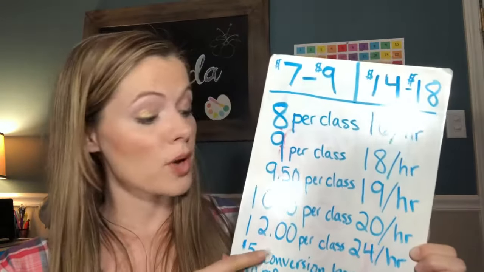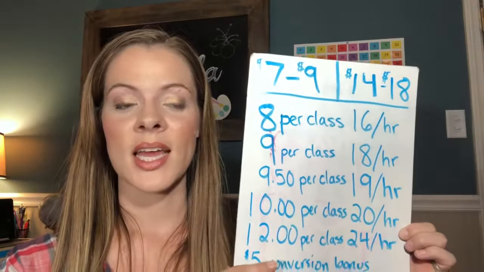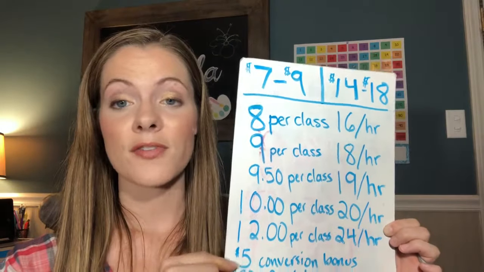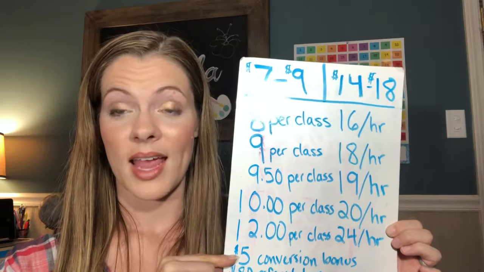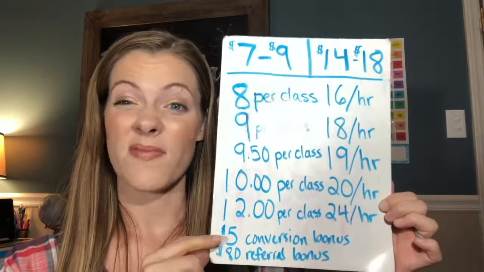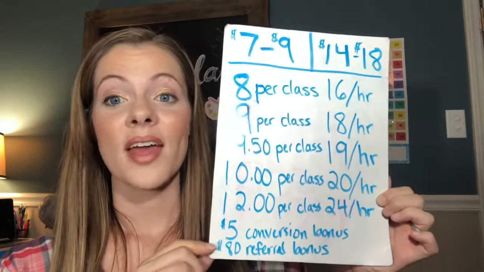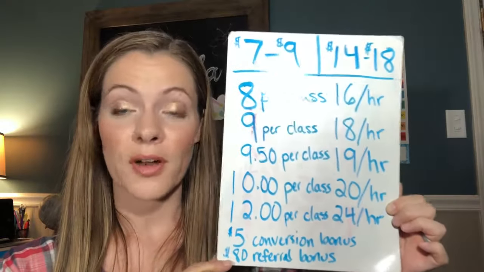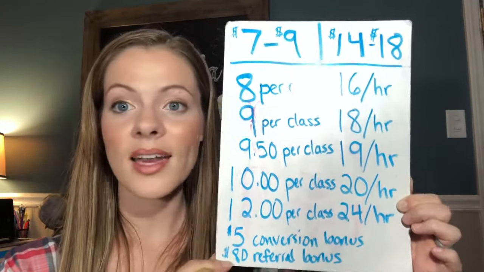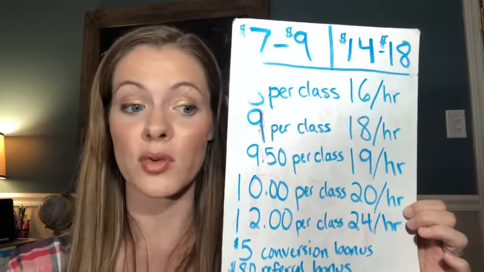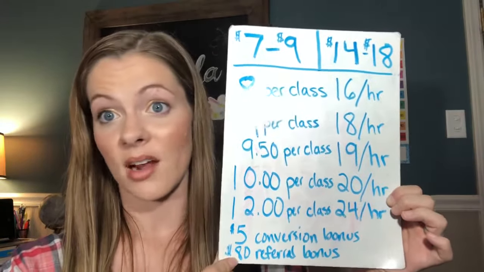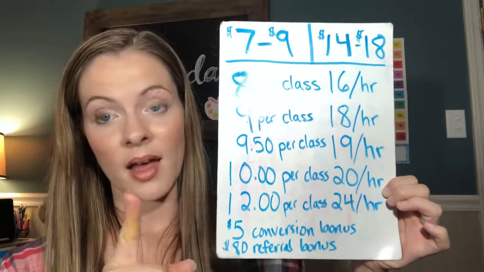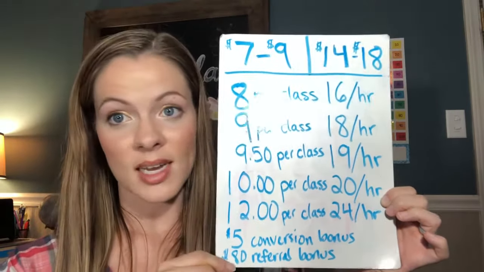$5 for trial conversions. This just means after you teach a trial class, if your student then decides to stick with VIPKid and starts taking major courses, that'll be a $5 bonus for that. And then referrals, of course. If you refer a friend or post your link online and someone applies with your link and you bring in a new VIPKid teacher, then that's gonna be minimally an extra $80. That's a one-time, but they are in such need of new teachers.